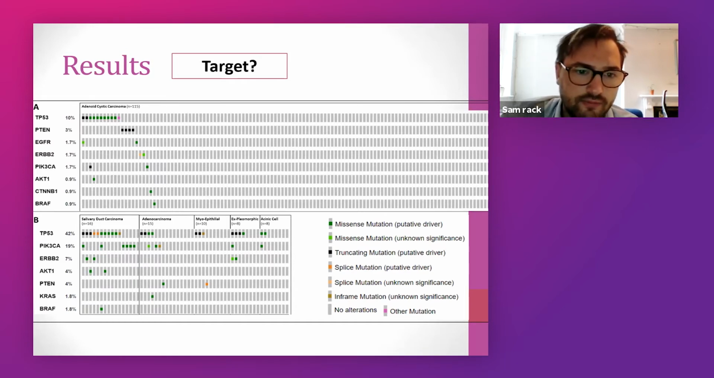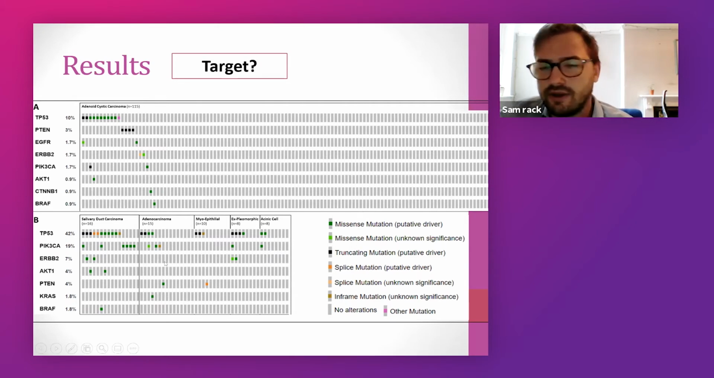And then furthermore, we've got adenocarcinoma, and again, it's about 40%, myoepithelial is about 50%, expleomorphic carcinoma is about 50%, and acinic cells about 25%.